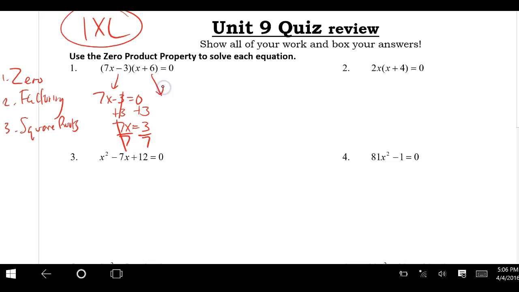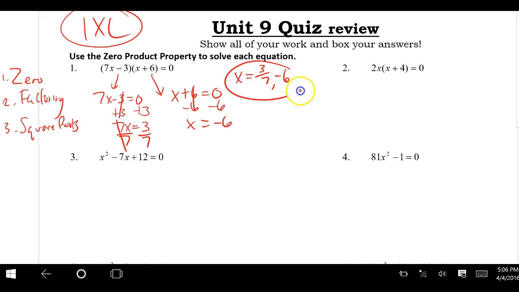Then you take the second one and you set it equal to 0 as well. And this is plus 6, so I subtract 6. And now I have x equals negative 6. Remember, you want to write it all as one answer. x equals 3 over 7, comma, negative 6.